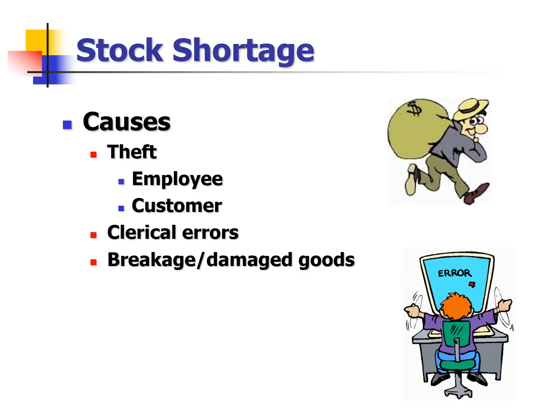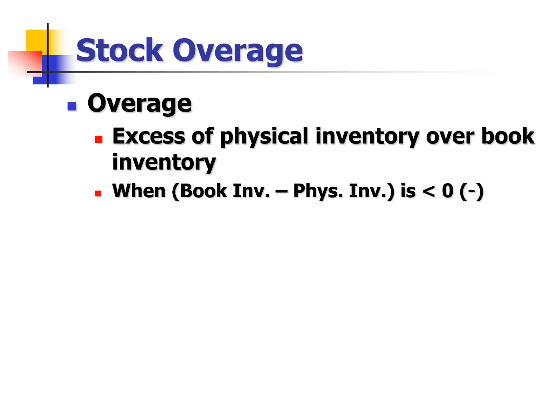So all these things, theft, clerical errors, and any damage to goods or breakage in the merchandise, may cause shortages. On the other hand, the stock overage, as I said before, is the opposite situation, right? Where you have more physical inventory than what the book says. So an excess of physical inventory over book inventory. So when you do the calculation, book inventory minus physical inventory, the answer is going to be a negative number, right? Because you have more physical inventory than the book inventory. When you have a negative number here, that's when the overage happens.